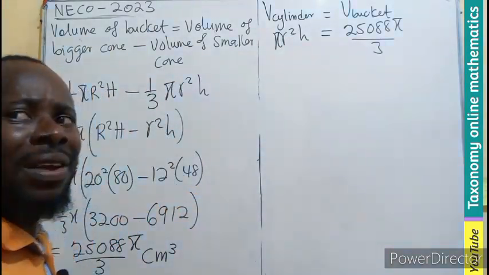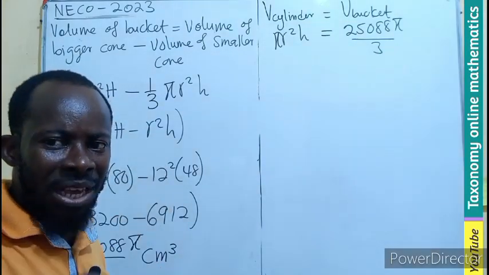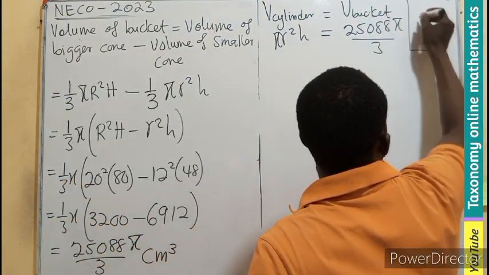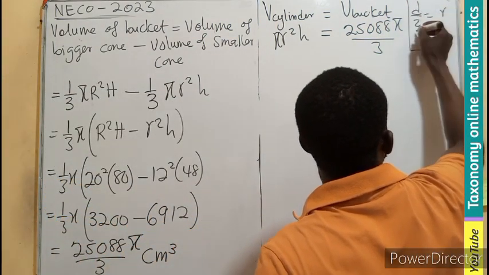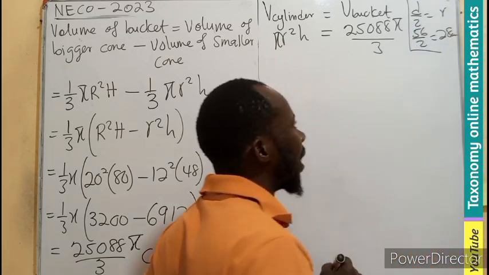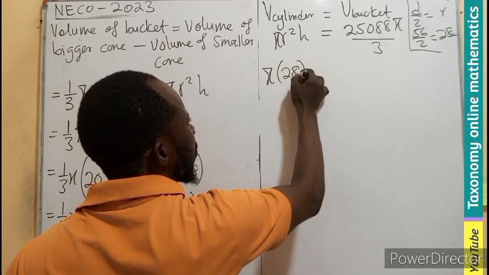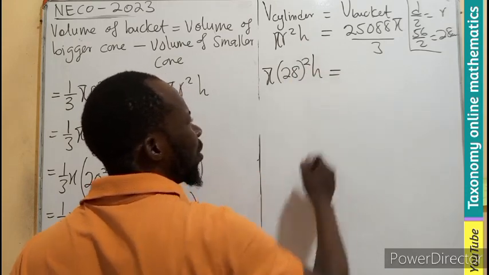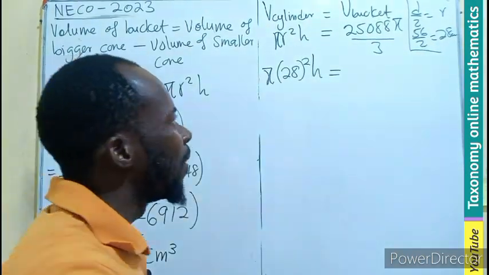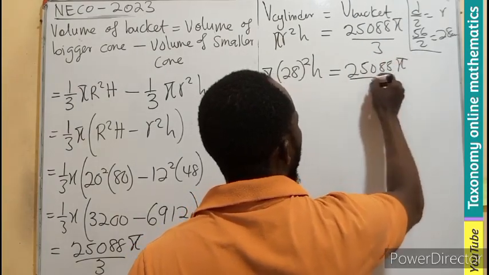Don't forget the r here is for the radius of the cylinder, but the diameter of the cylinder has been given as 56. So we can just say diameter over 2 equals radius. So 56 over 2, I think this will be 28 centimeters. So in this case, I have pi times 28 squared times h, because the h is what we are looking for: how deep the water is, the level of water in the cylinder. So this will also be equal to 25,088 pi on what? 3.